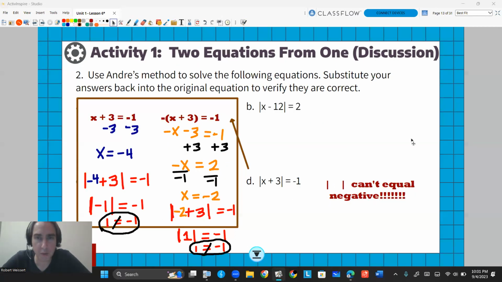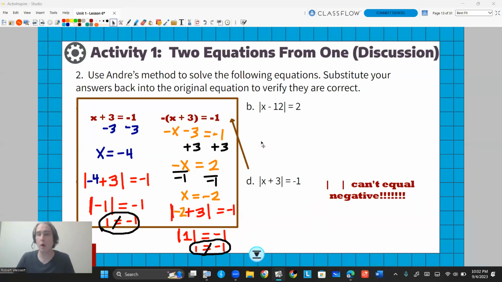All right, you may have struggled with this one, and simply put, this one doesn't have a solution. When you use that same technique and you try to solve for both sides, you're going to get this answer, negative 4 and negative 2. But if you substitute those back in, negative 4 plus 3 is negative 1. Absolute value of negative 1 is 1. But the equation has negative 1 out here, not 1. So that's not true. Same over here. When you plug in negative 2 here, negative 2 plus 3 is 1. Absolute value of 1 is 1, not negative 1.